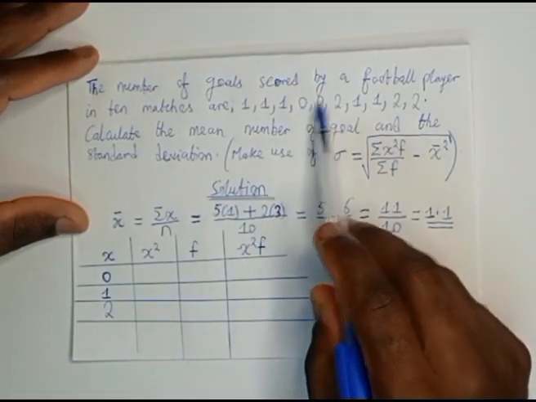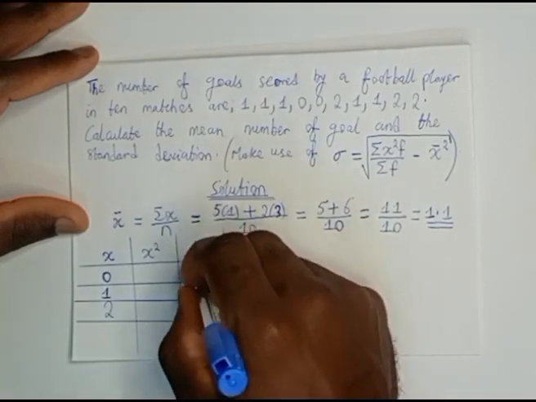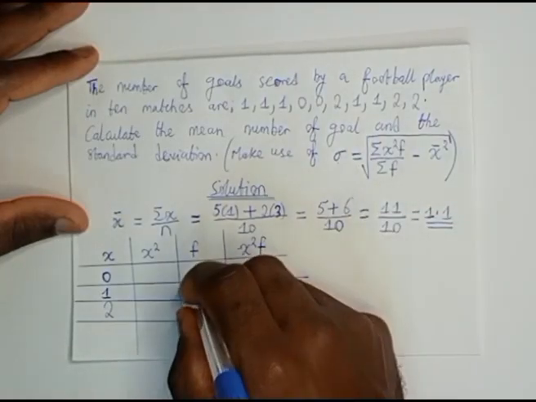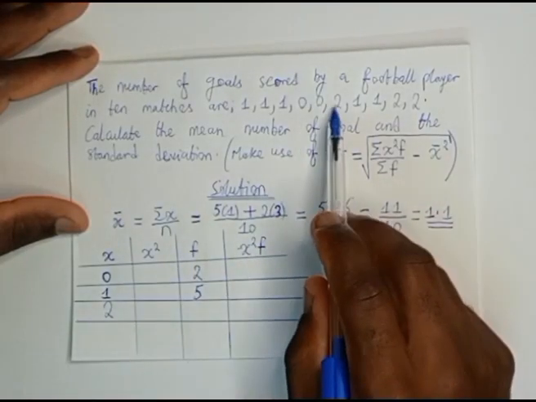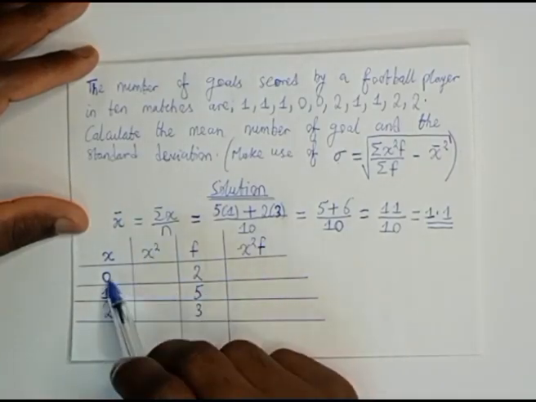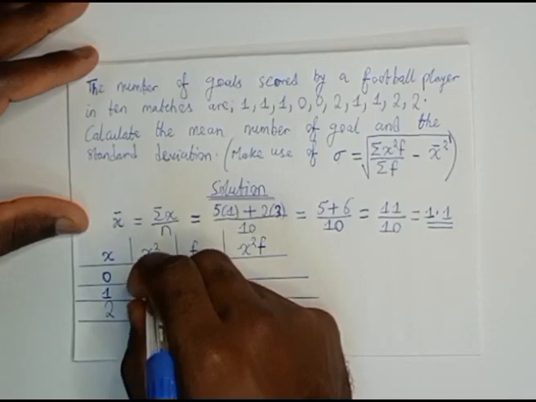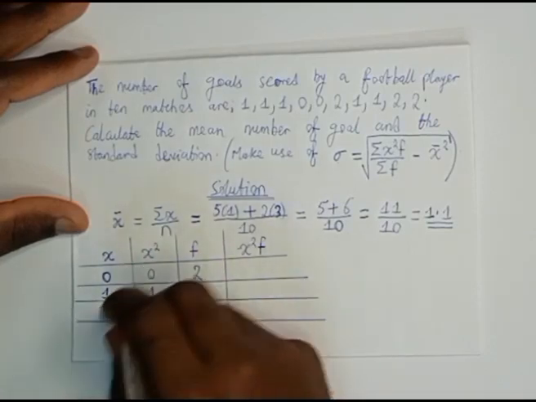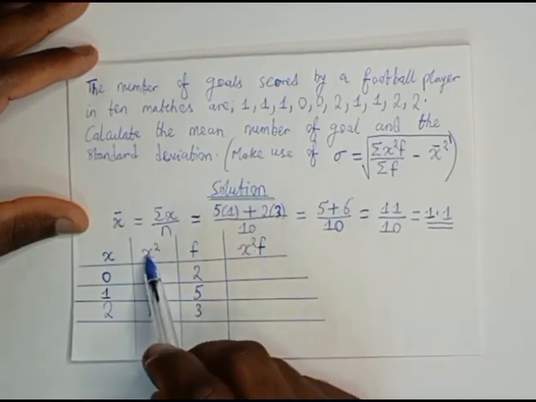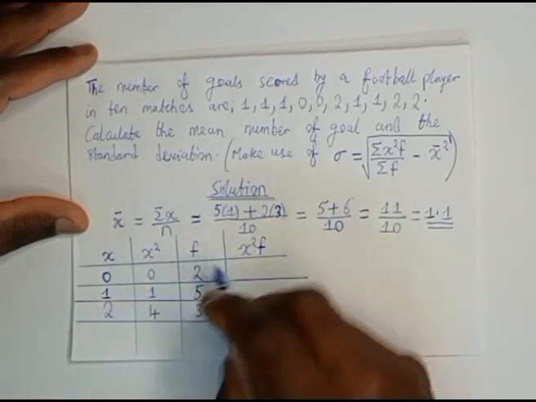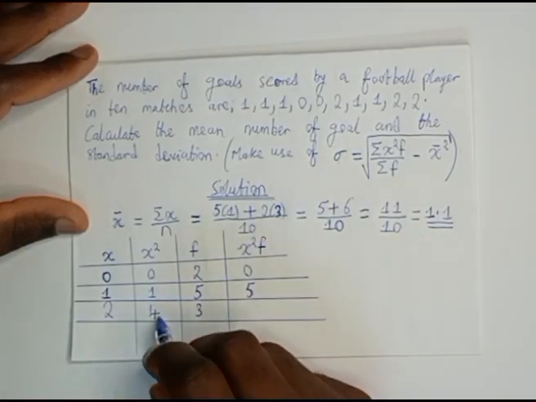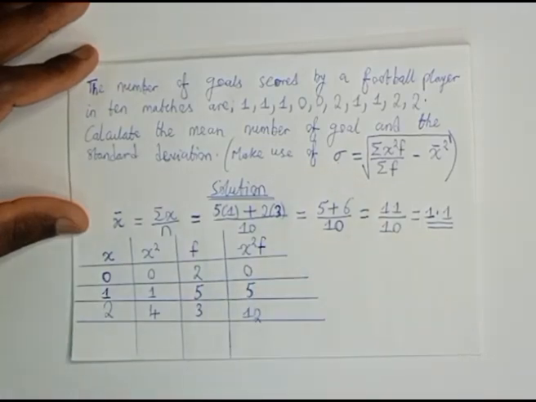0 appears 2 times, so that means the frequency for 0 is 2. 1 appears 1, 2, 3, 4, 5 times, frequency is 5. 2 appears 1, 2, 3 times, the frequency of 2 is 3. Next, we need x squared. 0 squared remains 0. 1 squared gives 1. 2 squared gives 4. Next, we need x squared f. That means we take the value of x squared times f. 0 times 2 gives 0. 1 times 5 gives 5. 4 times 3 gives 12.